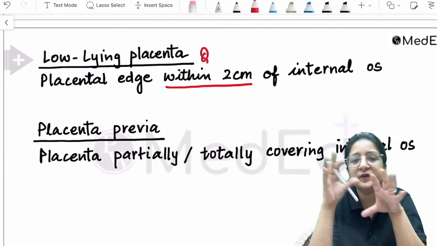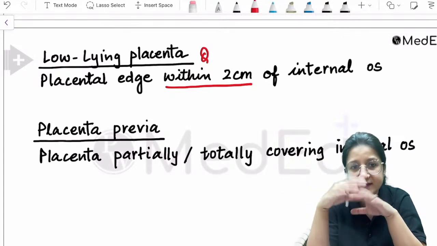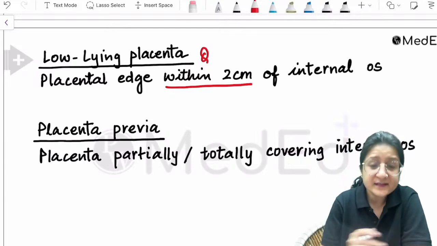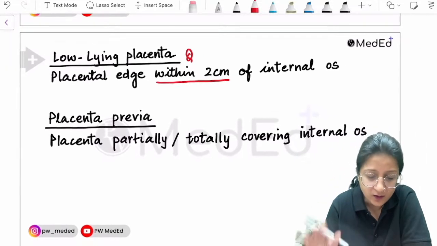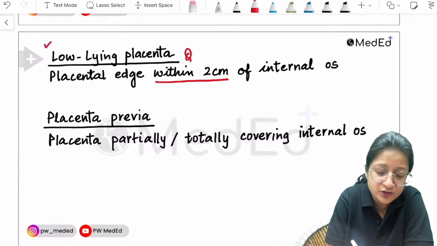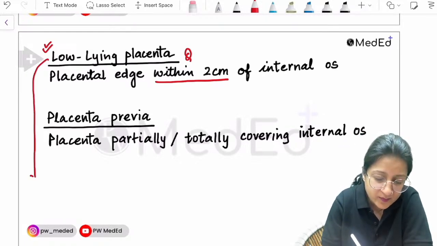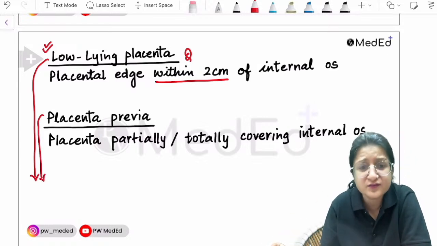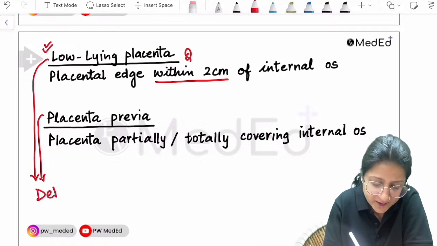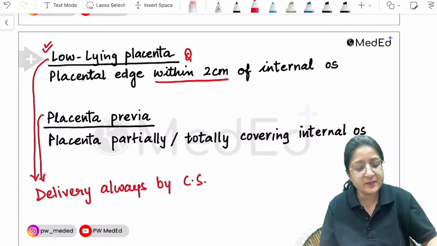Marginal will also be included as a low-lying placenta, as long as it is within 2 centimeters of the internal os. And the placenta previa, that is the type 3 and type 4, are the ones that are partially covering or totally covering the internal os, right? So you need to remember this definition of low-lying placenta. Whether it is a low-lying placenta or a placenta previa partially or totally covering the internal os, there is no vaginal delivery. Delivery is always by cesarean section, please remember that.